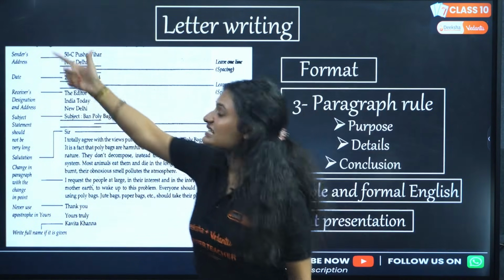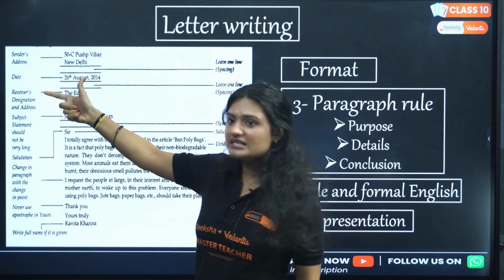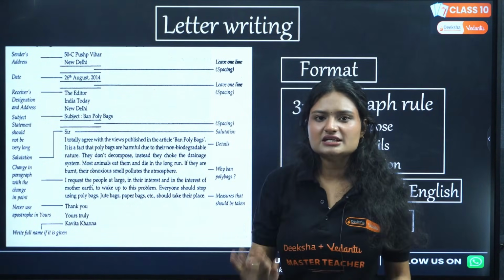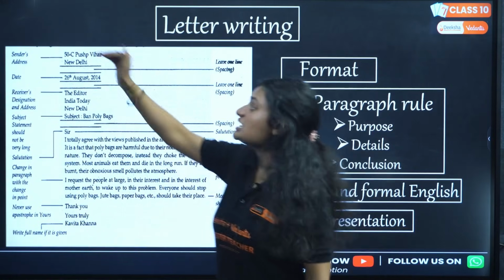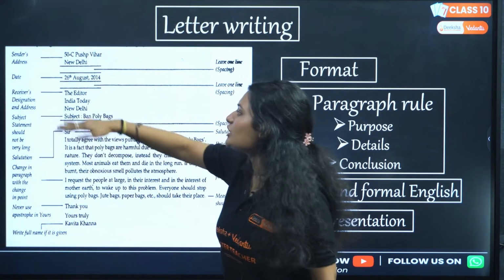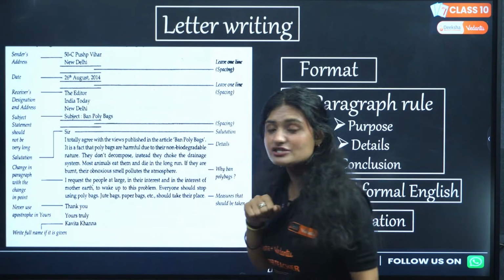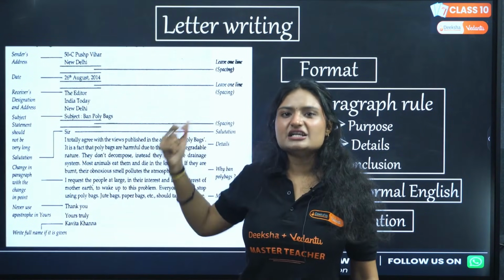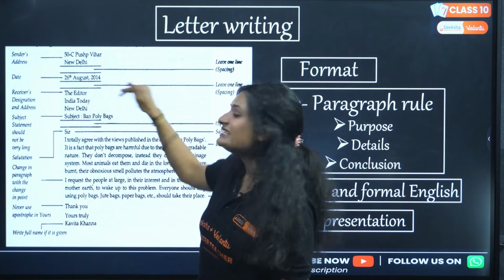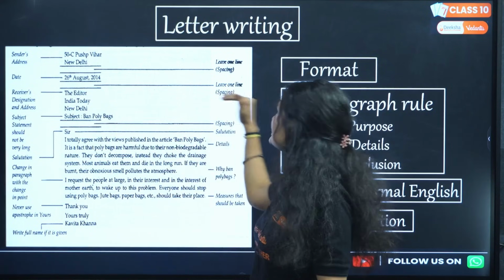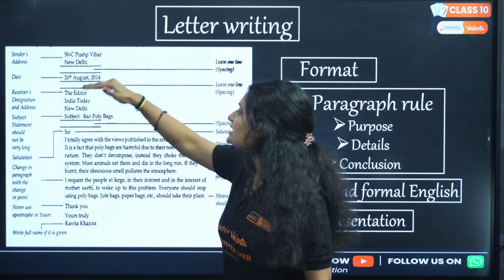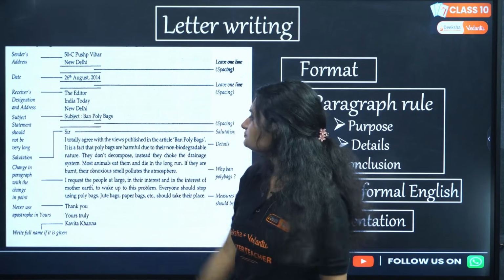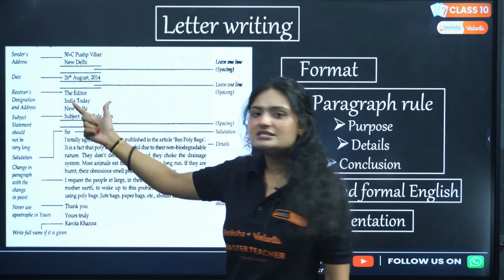So start with the sender's address, then you write the date. Always leave spaces in between. 1 line space, not 2 line, 3 line, just 1 line space between the sender's address and date, then you have the receiver's designation and their address. One more thing, do not write to the editor, okay? What you need to do, leave a line space in between the date and the receiver's designation my dear kids. After that, state your subject and start with salutation.